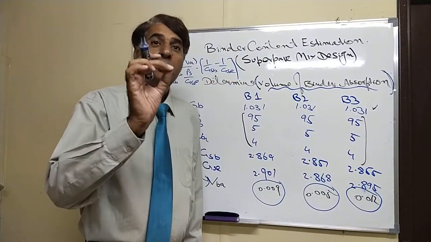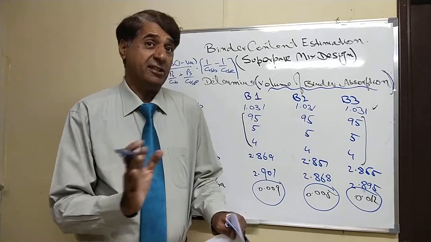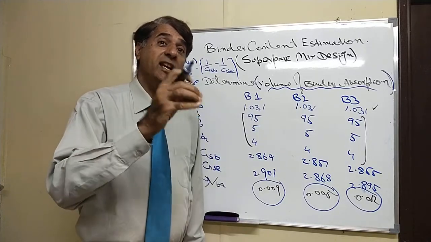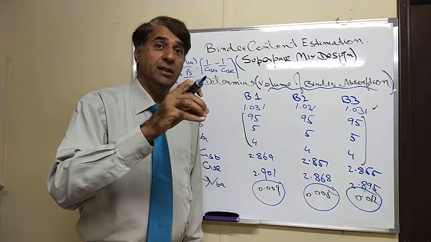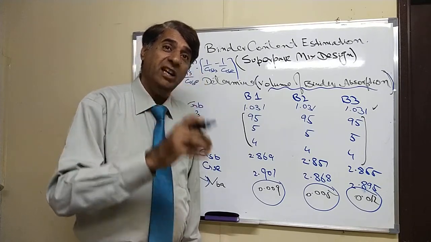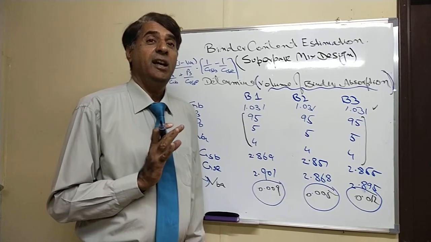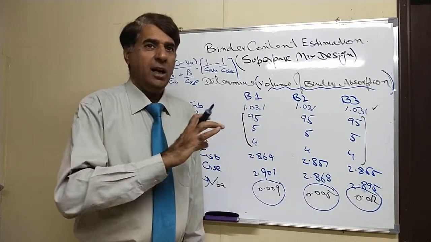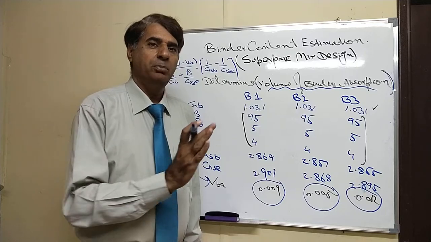Clear it? So my first stage is completed. Okay, how much is the volume of binder absorbed into the aggregate of each design aggregate structure? And I will continue all this calculation. My first stage is completed.